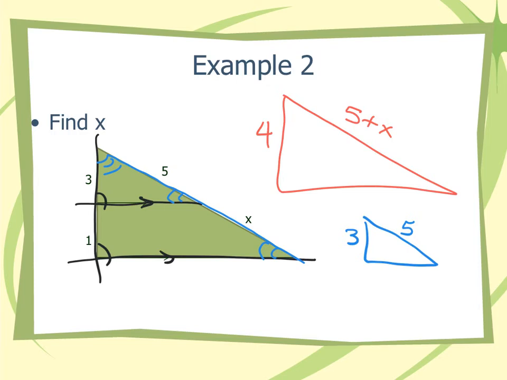So now that I've established that they are similar, now I can find the side length by setting up a proportion. Wait, how did you find the blue lines?